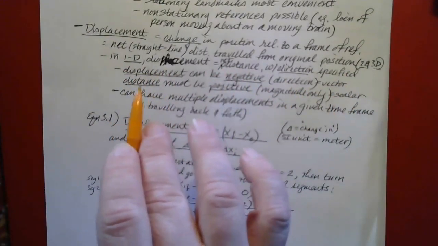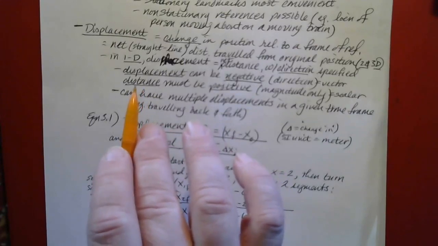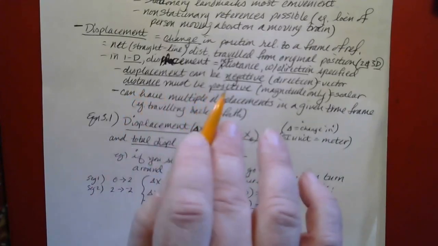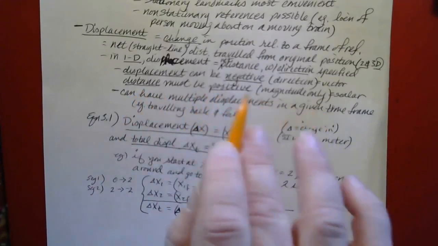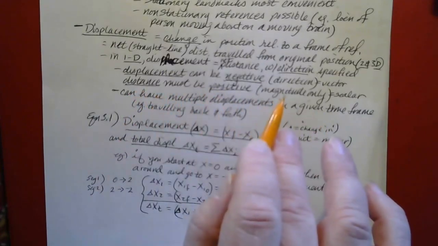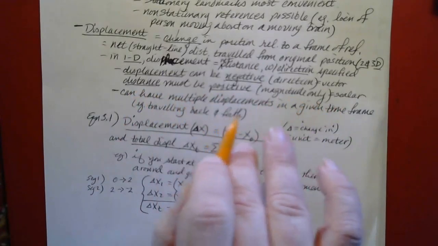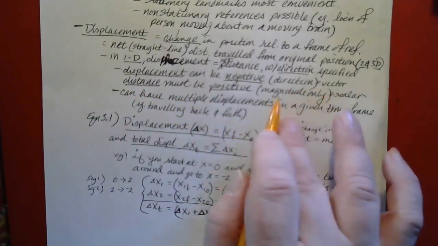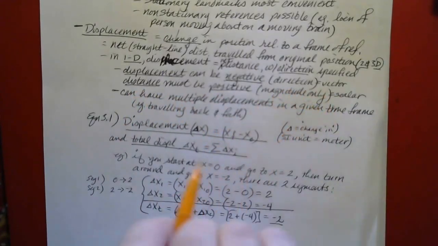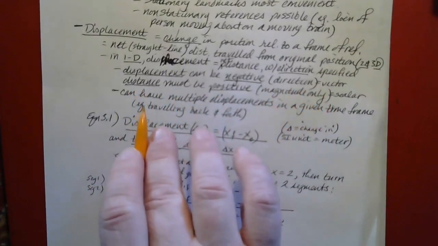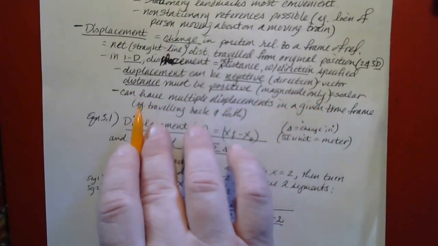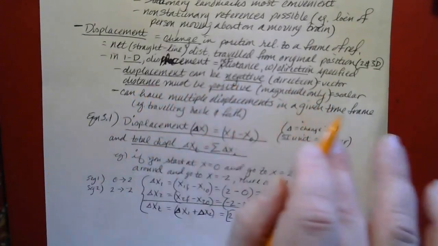Distance, remember, is a scalar quantity and it has to be positive because distance only has a magnitude. It does not have positive or negative in order to indicate direction because being a scalar, it doesn't have a direction. And so distance is always positive. Displacement can be positive or negative.